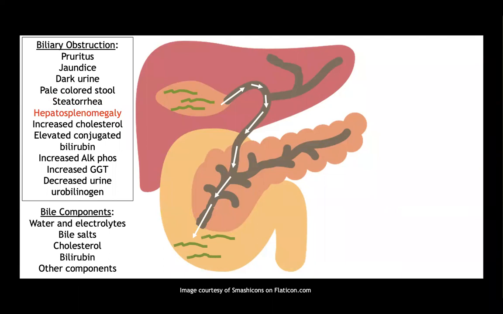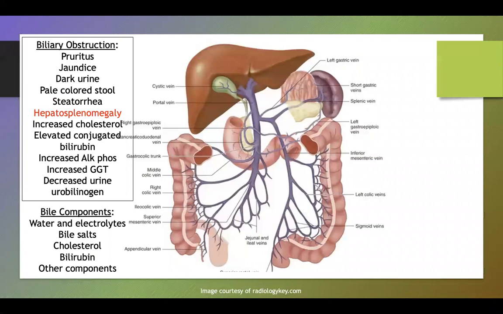Hepatosplenomegaly can be caused by an obstruction because if you block this region here, you'll get a backflow to both the liver and gallbladder. So you can get hepatomegaly. Splenomegaly you can get for a few different reasons. I'm going to show you the most common reason you get splenomegaly in liver problems.